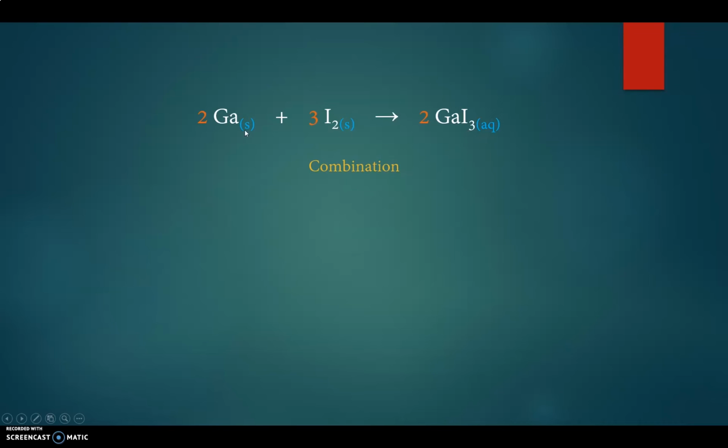Physical states, gallium and iodine are both black on the periodic table, so they're solids, and gallium iodide, of course, will be aqueous because iodine has a charge of 1.